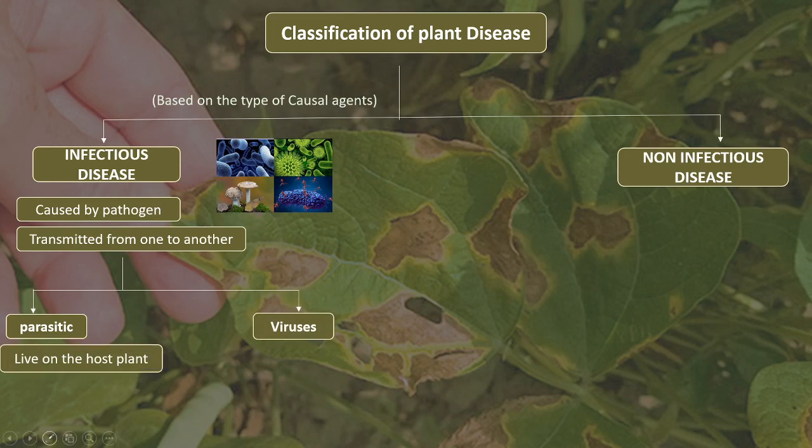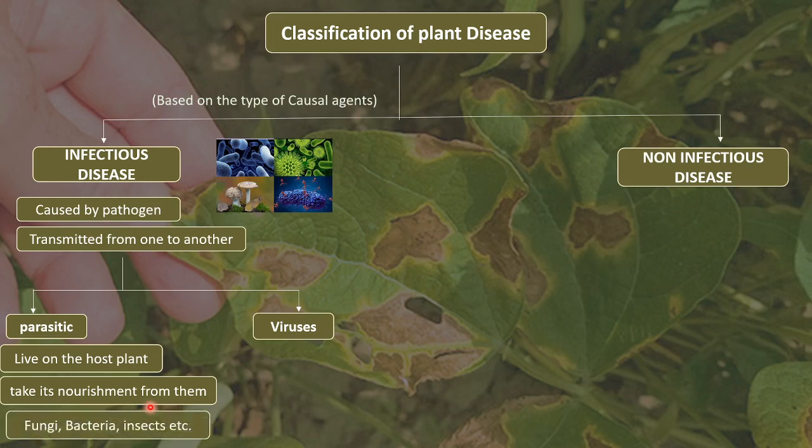So parasites, as we know, live on the host plant, and by living on the host plant they take all of the nourishment of the host plant, and this leads to the death of the plant. Such parasites that cause plants to die are fungi, bacteria, some kinds of insects, and so on. These are called parasitic infectious organisms, and the disease that they cause is called parasitic infectious disease.